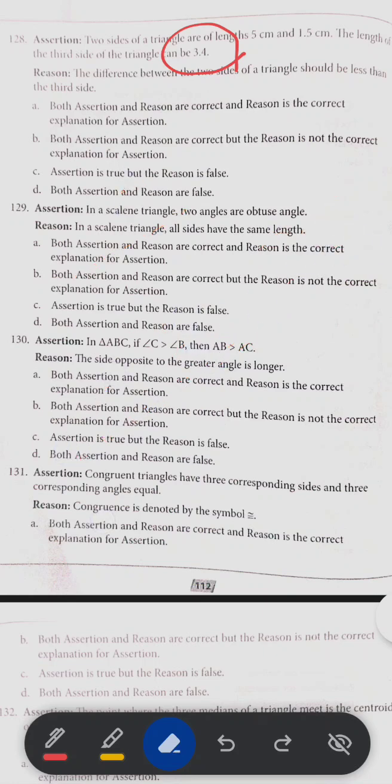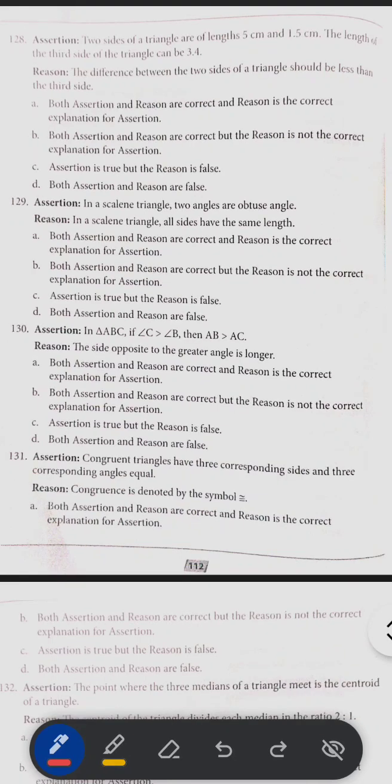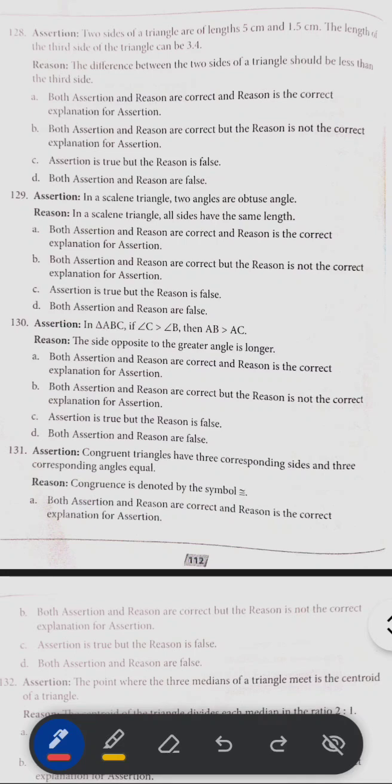It means your assertion is false. Now the reason given: the difference between two sides of a triangle should be less than the third side. That is correct. So here the assertion is false but the reason is true.